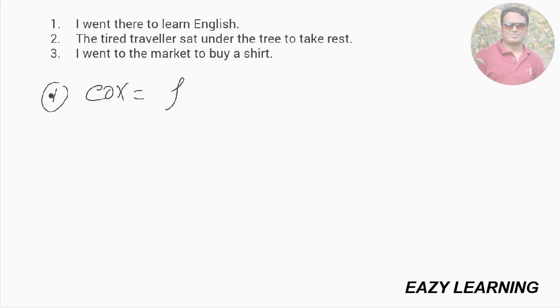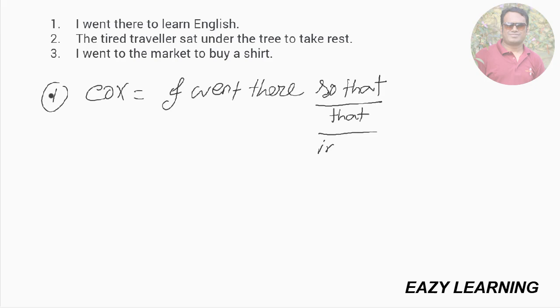It will be: I went there so that, because this is a symbol of complex sentence. I went there so that, or you can write in order that. It's up to you which one you will use. So that or in order that. This symbol is used for complex sentences.